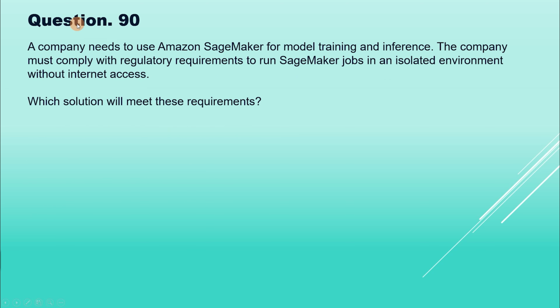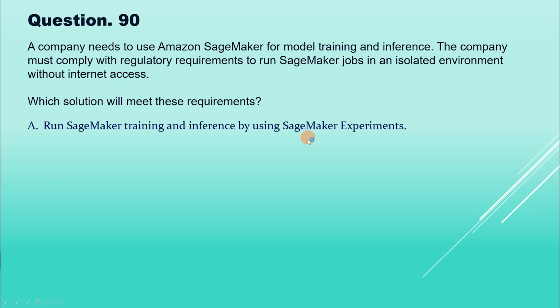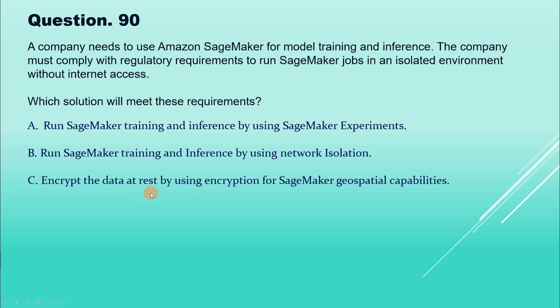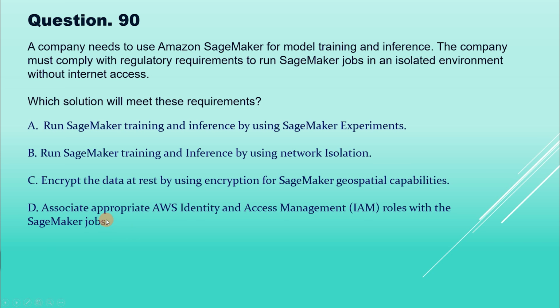Now question number 90. A company needs to use Amazon SageMaker for model training and inference. The company must comply with the regulatory requirement to run SageMaker jobs in an isolated environment without internet access. Which solution meets these requirements? Here are the options. Option A, run SageMaker training and inference by using SageMaker Experiments. Option B, run SageMaker training and inference by using network isolation. Option C, encrypt the data at rest by using encryption for SageMaker geospatial capabilities. Option D, associate appropriate AWS Identity and Access Management roles with the SageMaker jobs. So try to guess the correct answer. I am going to wait for you.